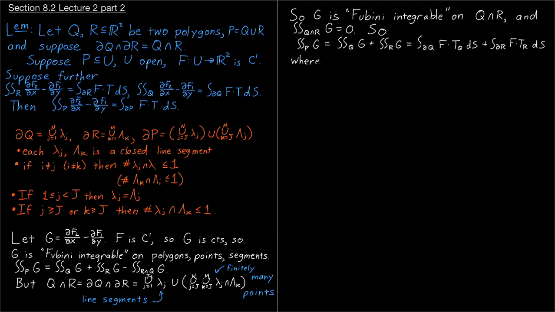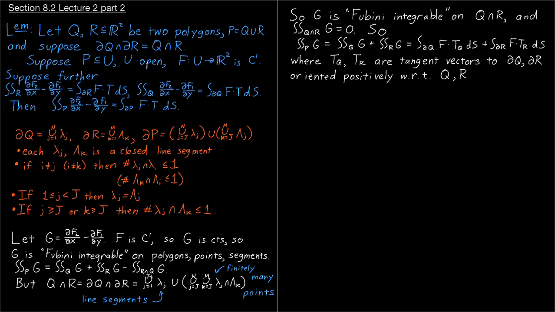where TQ, TR are the tangent vectors to partial Q, partial R, oriented positively with respect to Q and R. Meaning if you rotate the tangent vectors 90 degrees counterclockwise, you get a vector that's pointing into your domain.